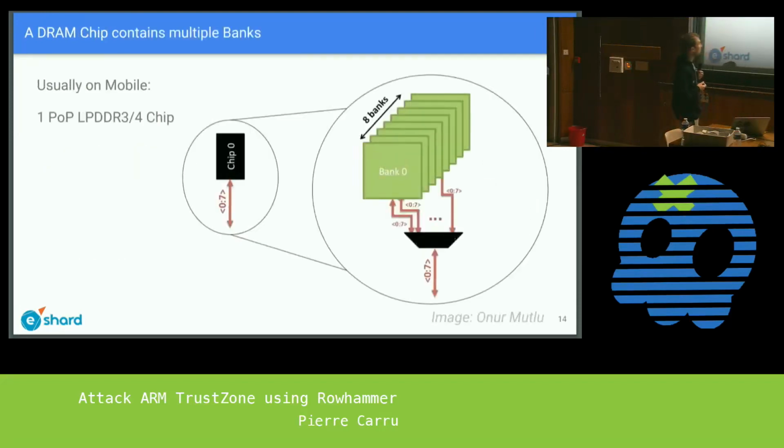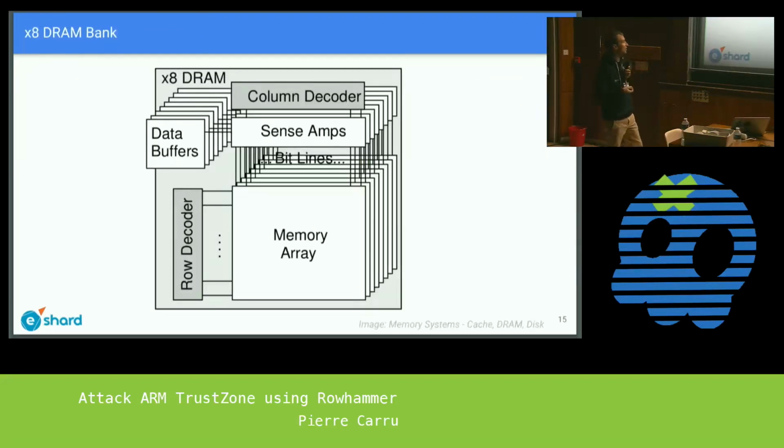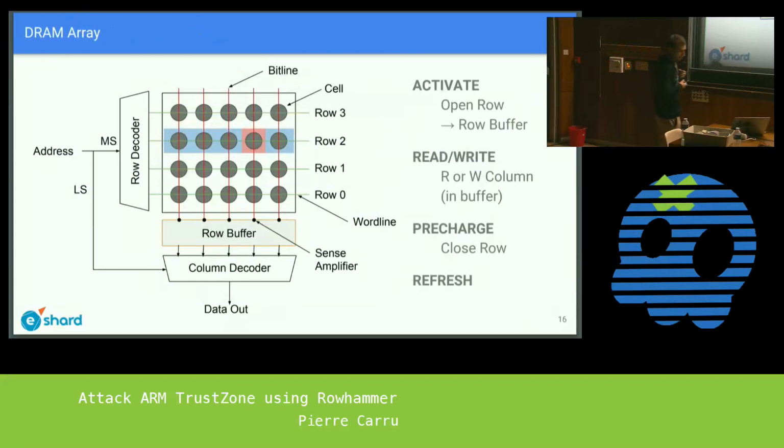All these DRAM chips are made of multiple banks, usually 8 banks. Each bank is organized in arrays, usually, for example, 8 arrays here. And then each array is a grid of capacitors. It's a simplification, but it looks like this. And when you want to read a bit of memory, you have to do it row by row.